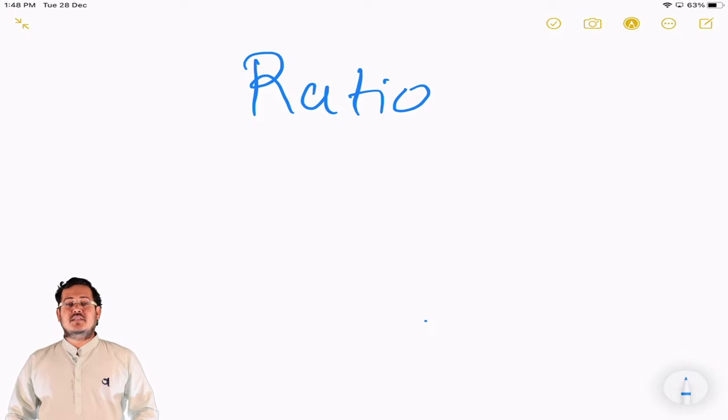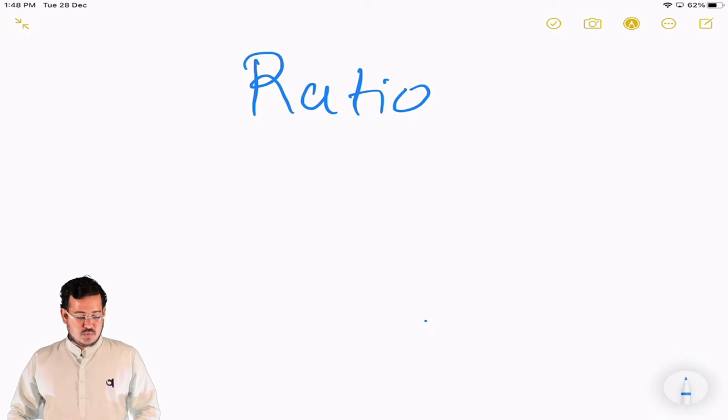Today we are going to discuss the topic of ratio. So let's start with the topic, that is ratio. The comparison of two quantities of the same kind by division is called a ratio.